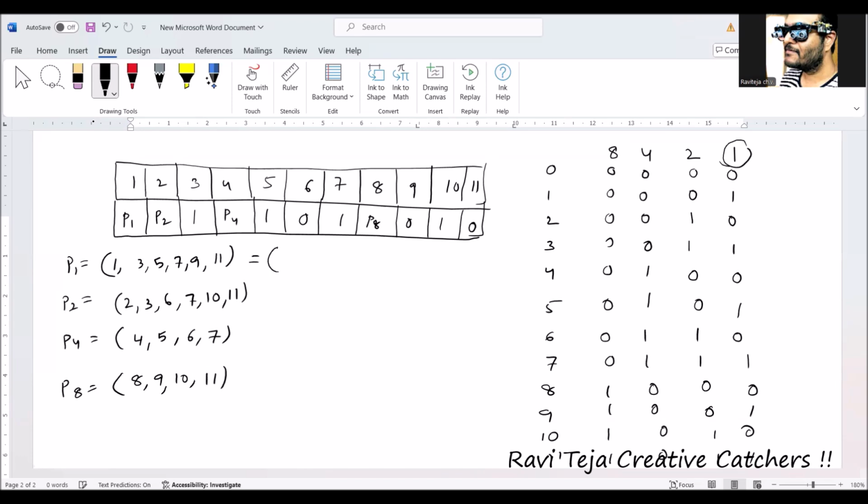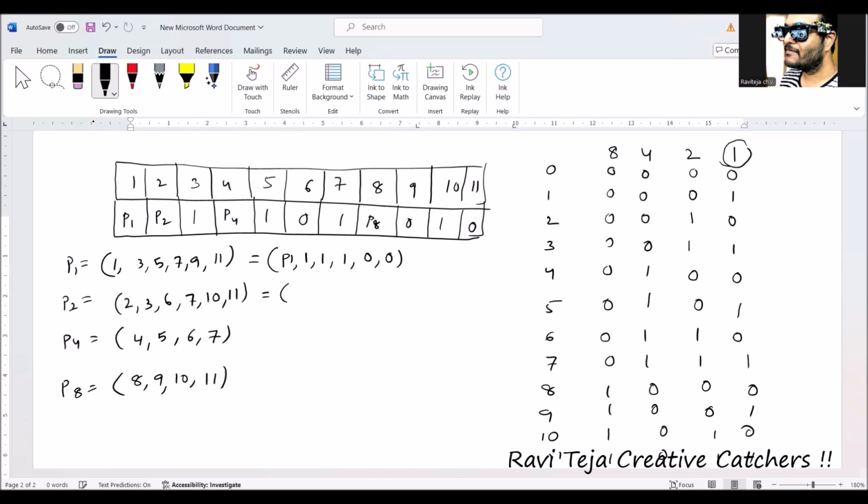So let's verify the box and write down the numbers. At the first position, there is P1. At the third position, there is 1. At the fifth position, there is 1. At the seventh position, there is 1. At the ninth position, there is 0. And at the 11th position, there is 0.